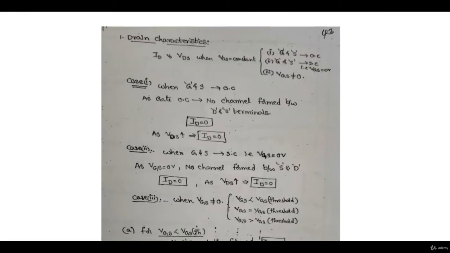Just like we had three cases in BJT, here also we have three cases, ID versus VDS when VGS is constant. First we will keep VGS open circuit, second short circuit, that is 0 volt, and third VGS is not equal to 0. We will see each case one by one. And I have a picture here also, so here you can see what the arrangement is.